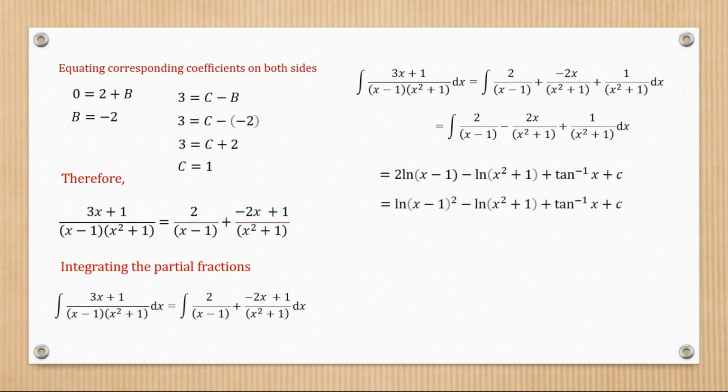But as you can see, we can simplify this even further. So this 2 can be brought here and made a power of ln, and then we can see that when we have this subtracting that, it's the same as ln of x minus 1 squared over x squared plus 1, plus tan inverse of x plus c, and that is what they wanted.